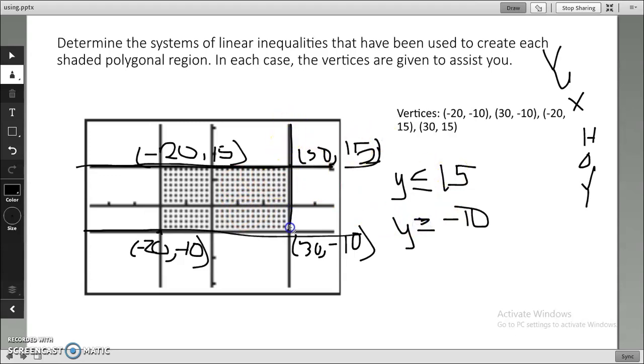Next, we'll look at this vertical line here. This vertical line is seeing the x, so that's 30. So x is going in this direction, so it's less than or equal to 30. And then we have the x again, and this time we're going in this direction, so x is greater than or equal to -20. All right, so let's pull up our graphing calculator and put these equations in.